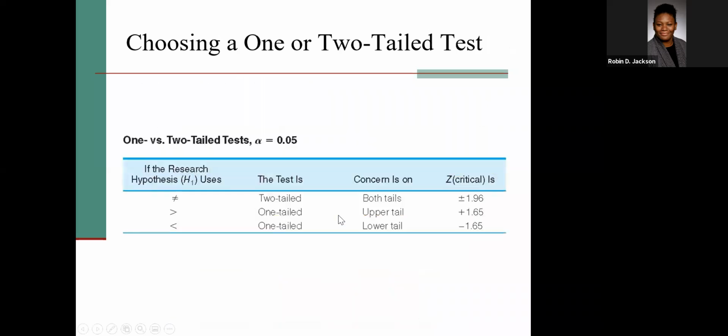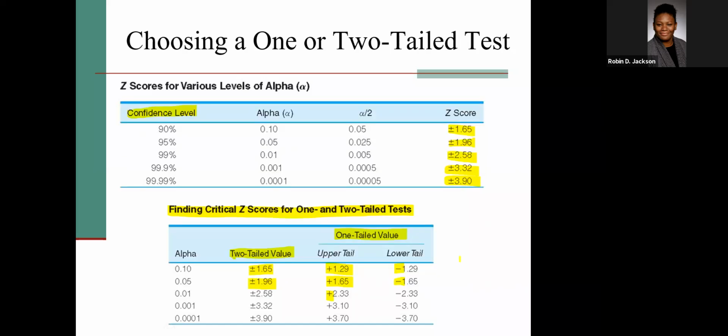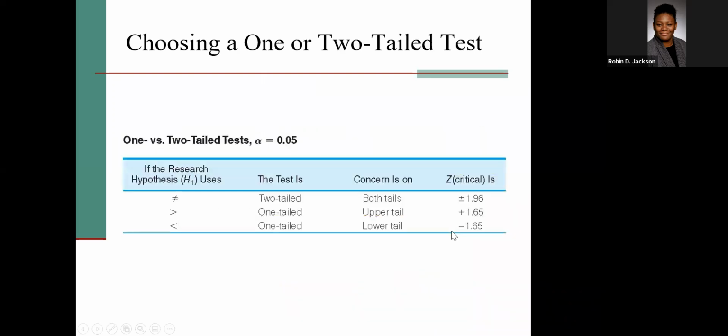Real quick, this particular table right here is on page 197 of the textbook. It's table 8.3, on page 197 of your textbook. Since alpha at the 0.05 level is the most common, this table was also included. So it's basically giving you information of what the research hypothesis uses.